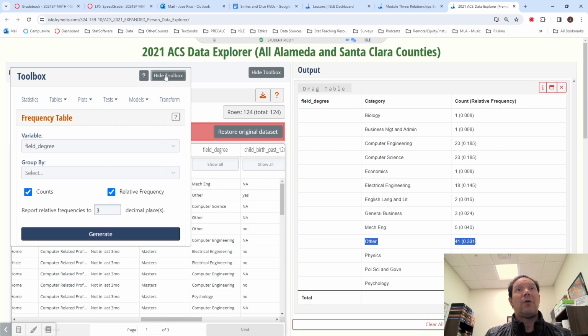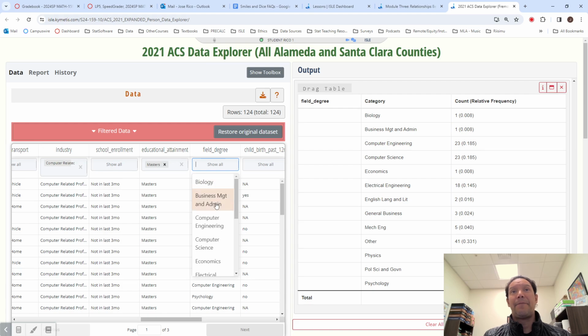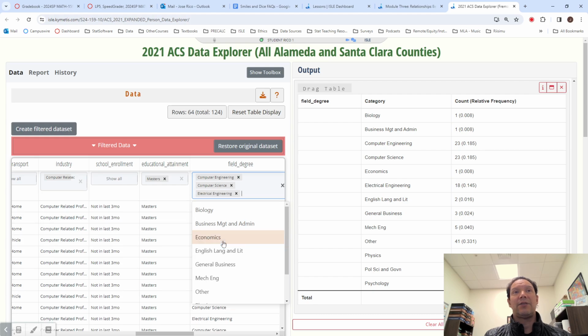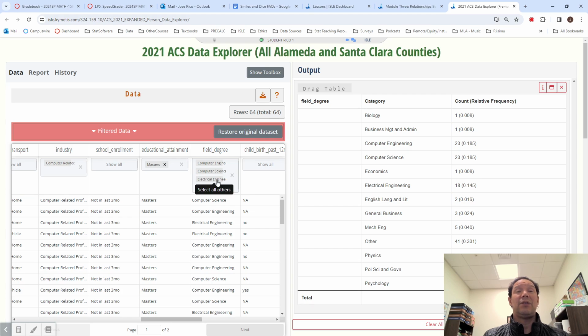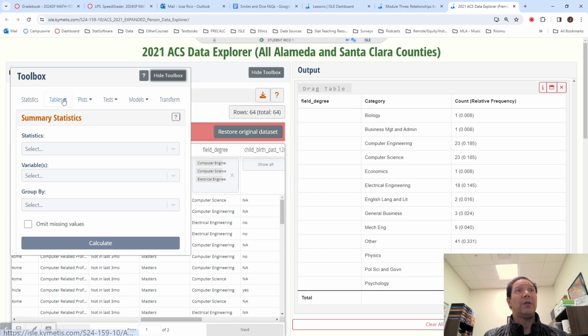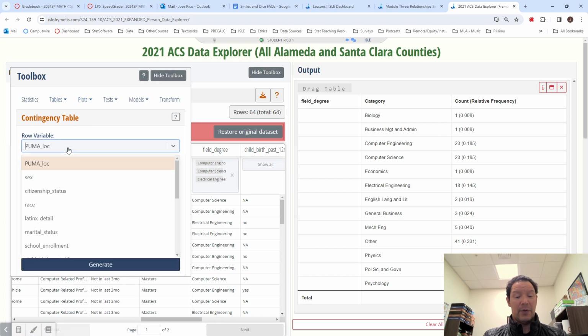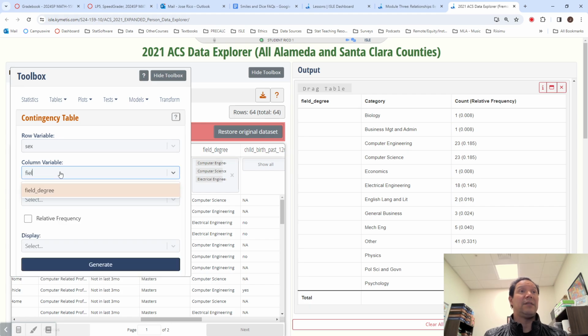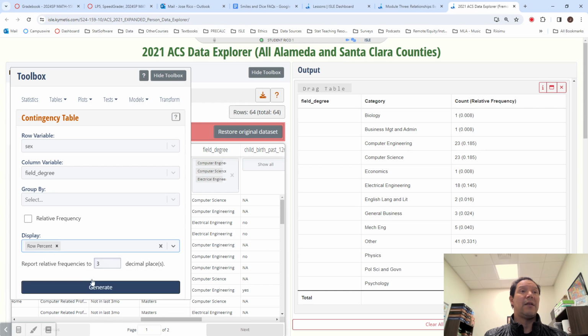So maybe if I would do one more thing, I would look at field of degree, and maybe I would look at computer engineering, computer science, and electrical engineering, figuring that these are maybe the higher paying of the degrees. Now, I don't know how these relate. We could do something like a contingency table, and we could look at, are men and women equally likely to have these degrees, if these degrees are what's setting the money apart.